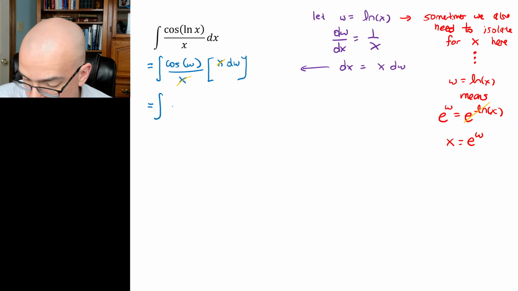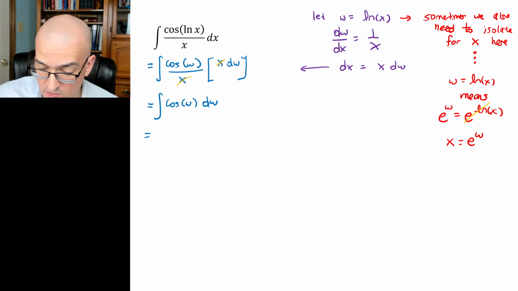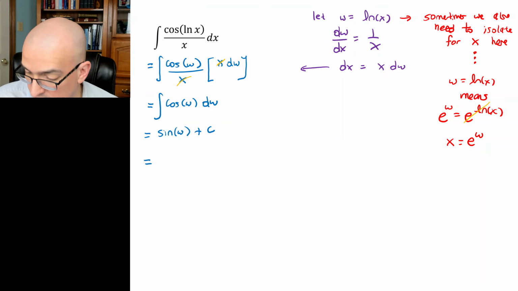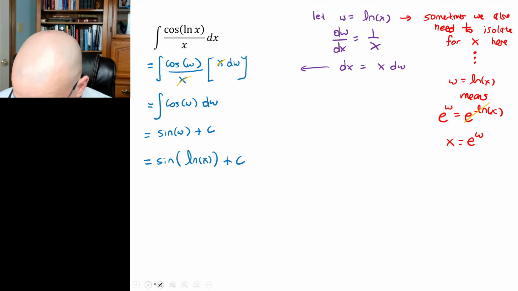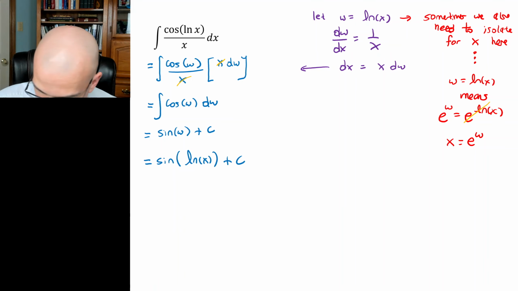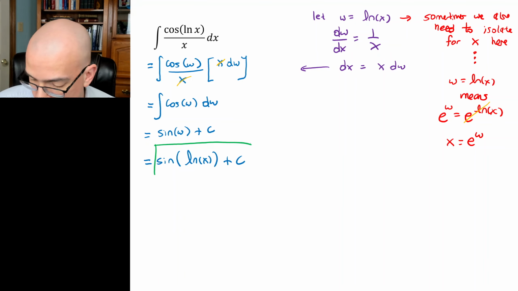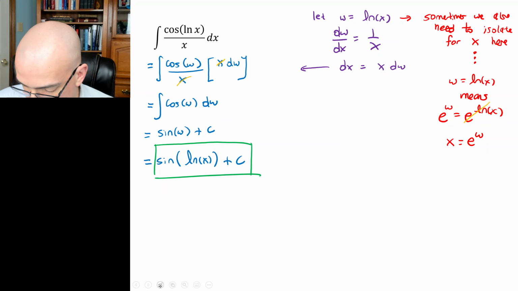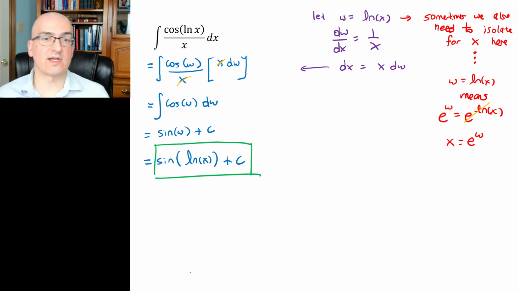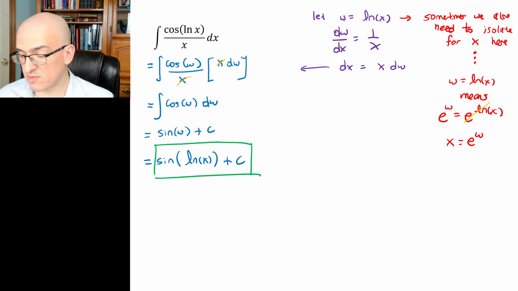Okay, so this one's nice. Antiderivative of cos of w with respect to w. It's all one variable. The old variable is completely gone. The antiderivative of cos of w is sine of w plus c. And then we can undo the substitution. We get sine of ln of x plus c. Now this would be like a normal question that you'd see in a textbook or in a homework. It's a classic problem.